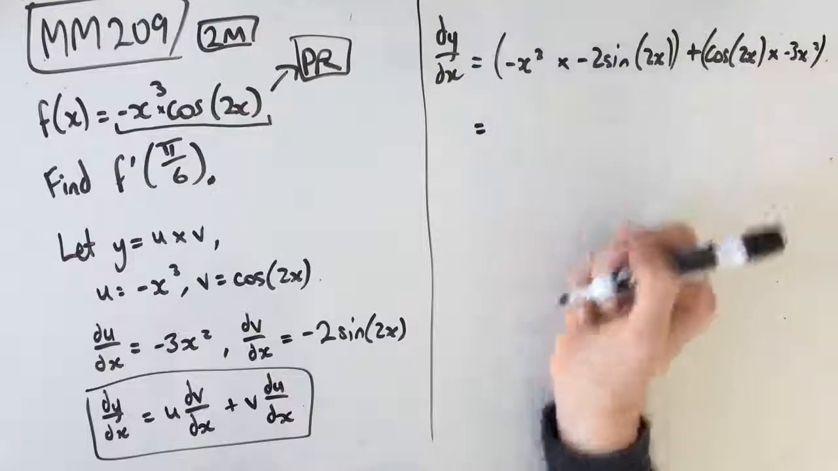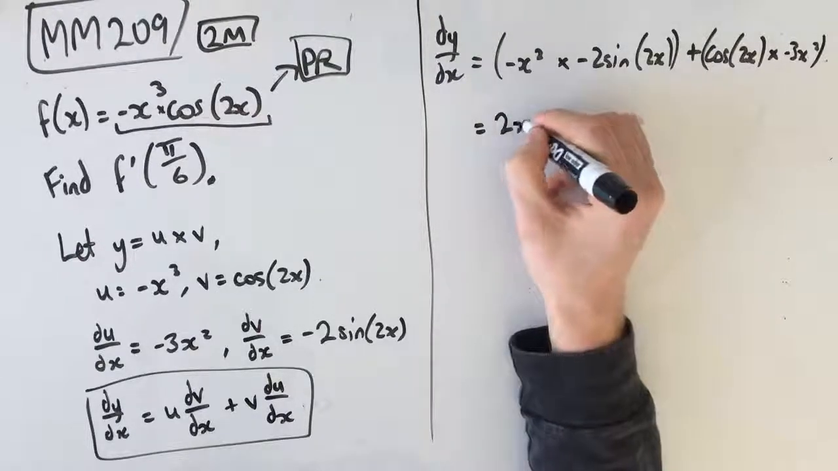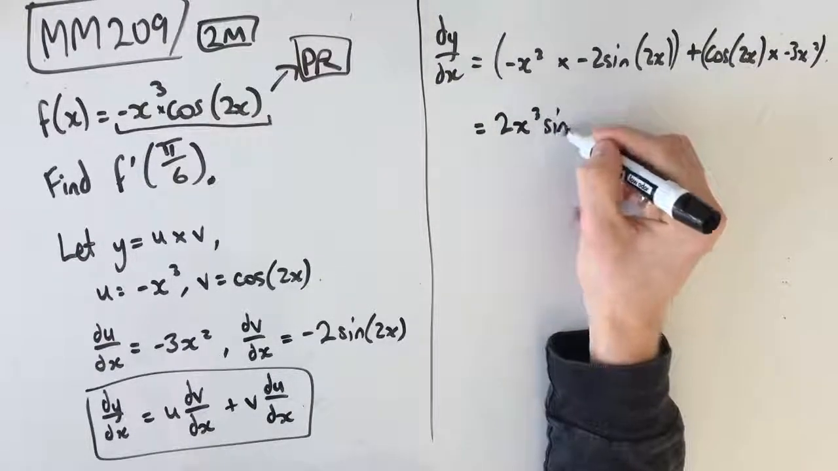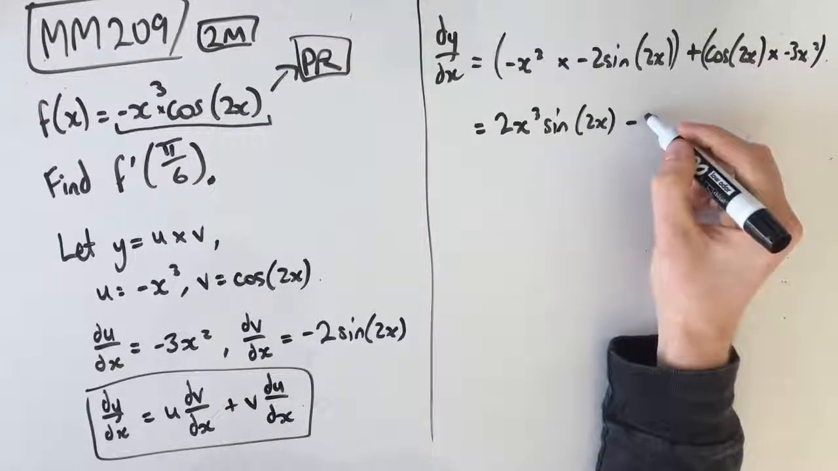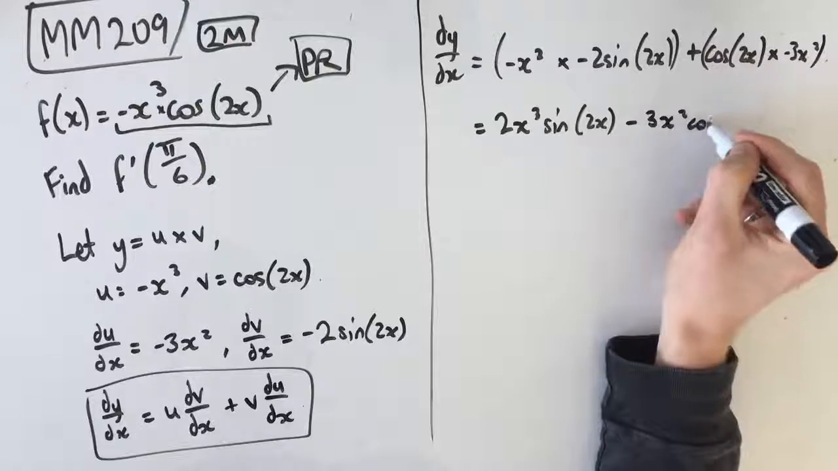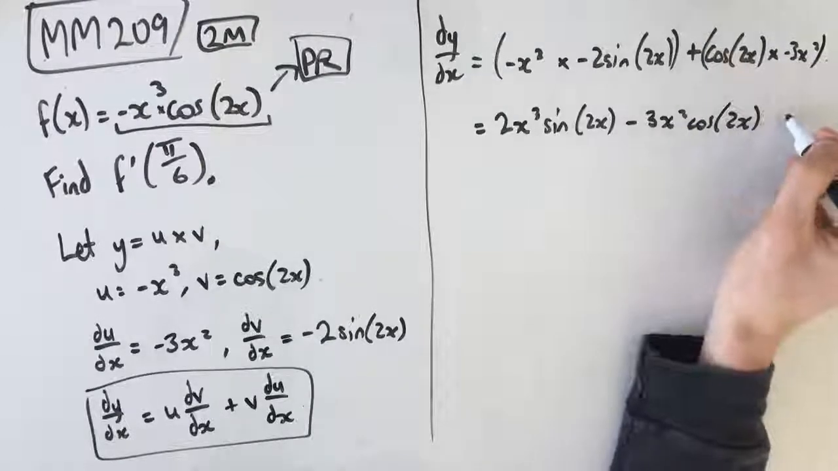From here, we're just going to rearrange. So we get 2x cubed sine of 2x. Well, not rearrange, we're just going to expand out. Take away 3x squared cos 2x. So that's our first mark here, guys.